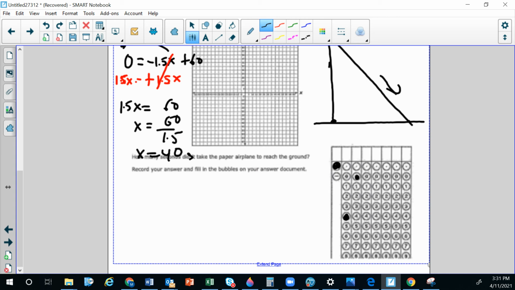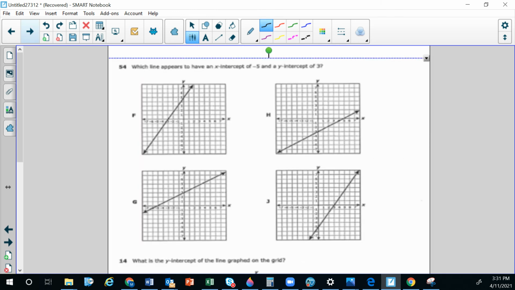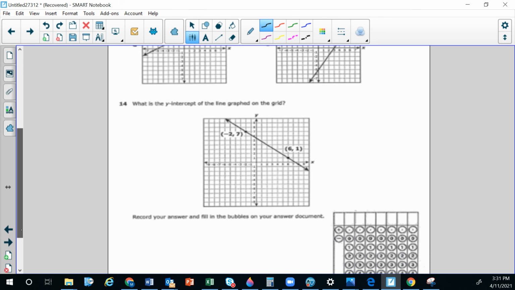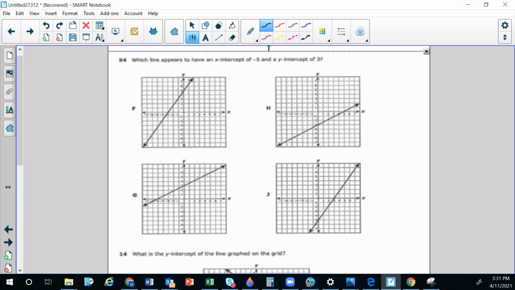Okay, are there any more questions on this one? Yes, we have another one. Here you're asked to find which line appears to have an x-intercept of -5 and a y-intercept of 3. It's a pretty easy one. -5 is here. No, that's not -5, my eyes are bad. 1, 2, 3, 4, 5. So this is -5 and +3. G is the answer.